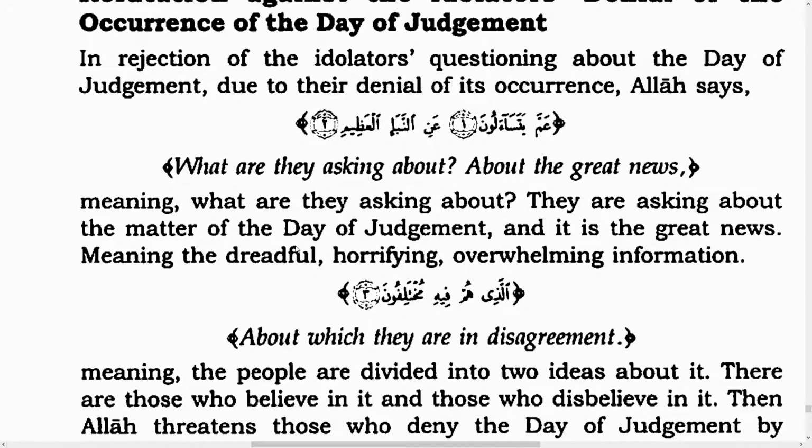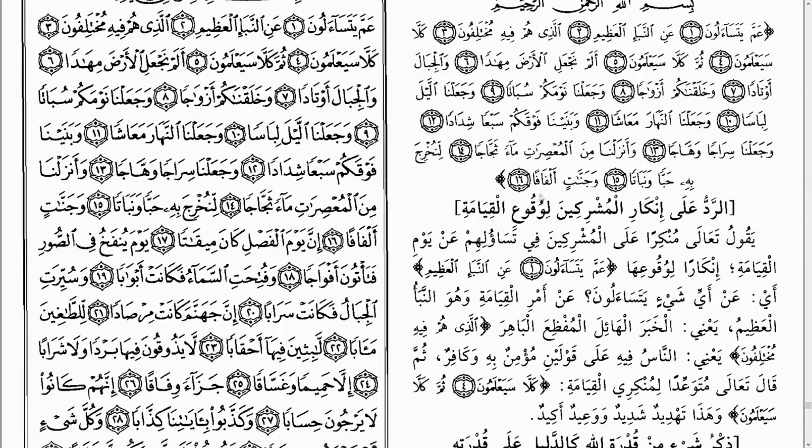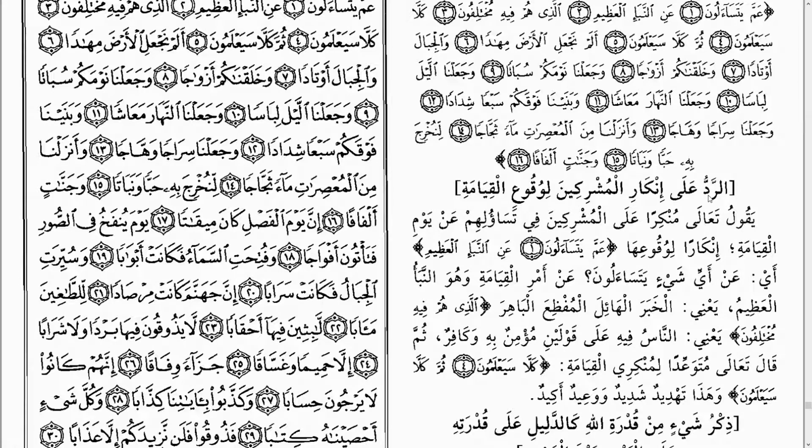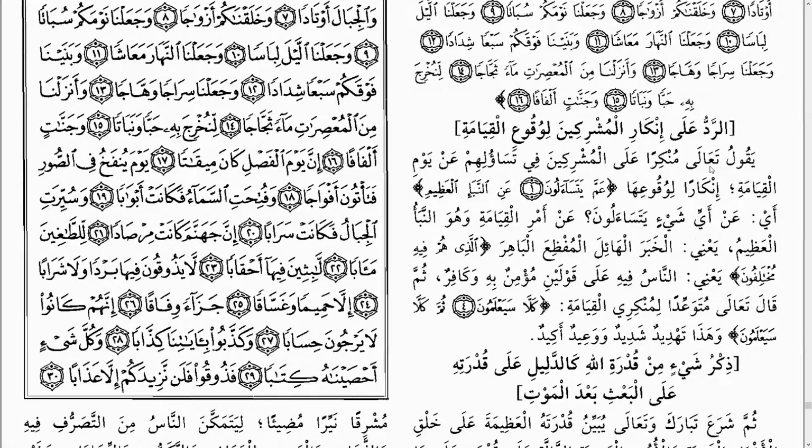Meaning the dreadful, horrifying, overwhelming information. Right? It is dreadful. The Day of Judgment is dreadful. It is horrifying. It is overwhelming. Right? So this is ar-raddu ala inkari al-mushrikeena liwuqu'i al-qiyamah. Right, ar-radd. It is refutation to those people who reject the Day of Judgment. Yaqulu ta'ala munkiran. Allah says, rejecting ala al-mushrikeena fi tasa'ulihim an yawm al-qiyam.